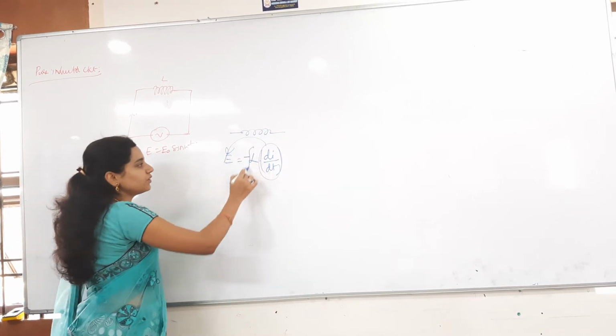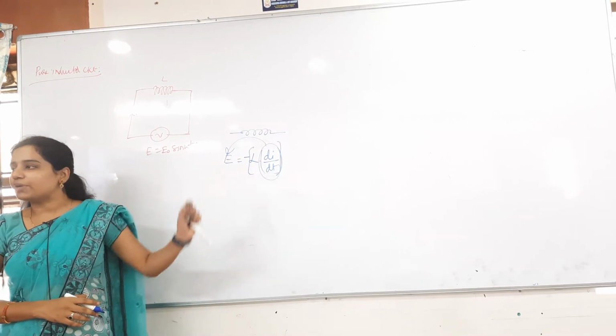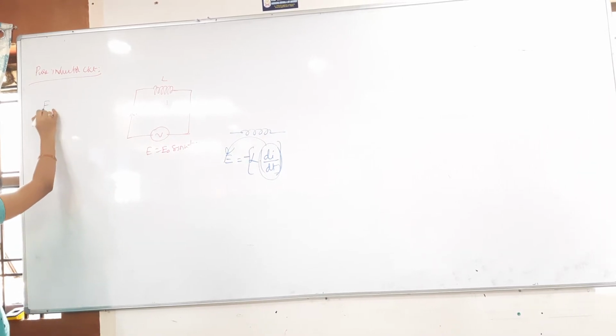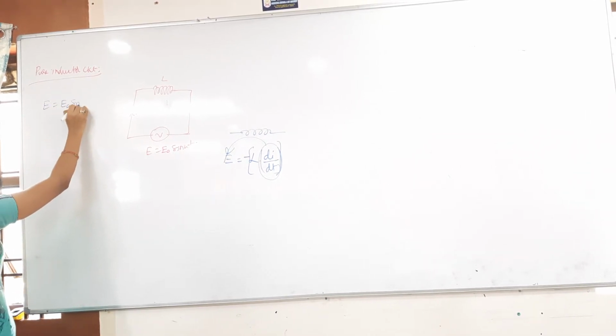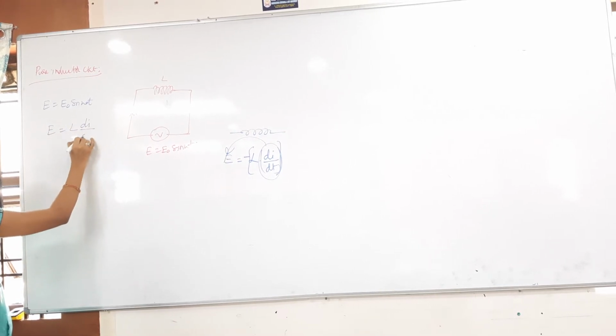Now, as we know, we need only this much of the formula: E is equal to L into di by dt. Here I have taken the voltage as E is equal to E naught sin omega t. From that, what we have to get is the current. For getting the current, the formula is E is equal to L into di by dt.